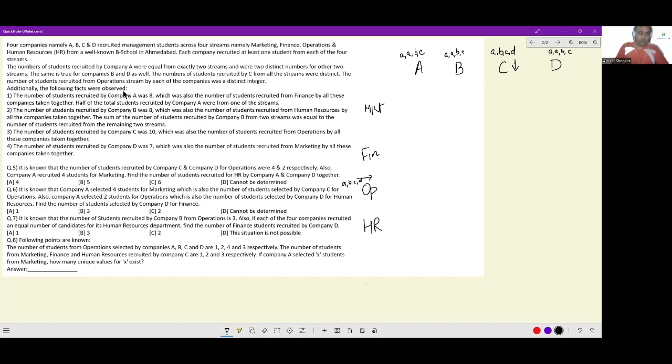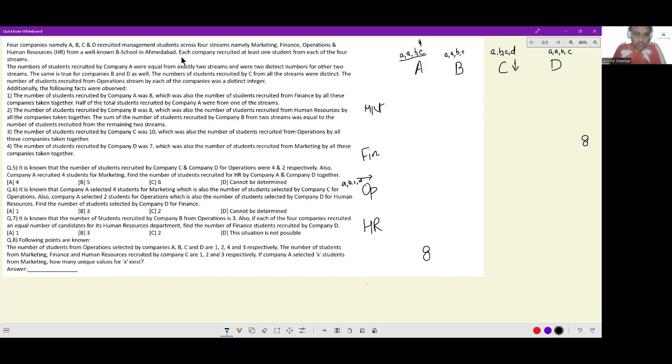Additionally, the following facts were observed. The number of students recruited by company A was 8. So A recruited 8 people, which was also the number of students recruited from finance by all these companies taken together. So not only did A recruit 8 people, finance also had 8 people in total recruited in it. Half of the total students recruited by company A were from one of the streams, which is to say, out of these 4 numbers, one of the numbers is 4.